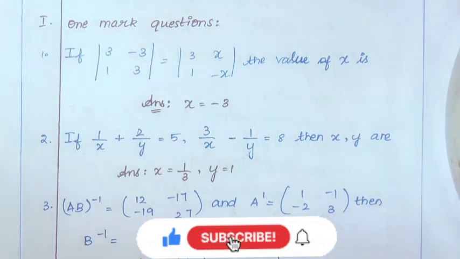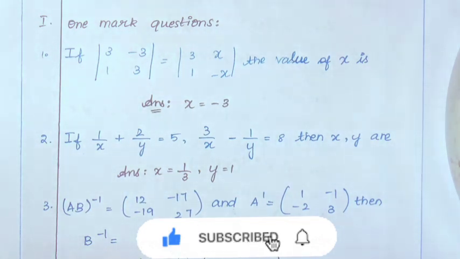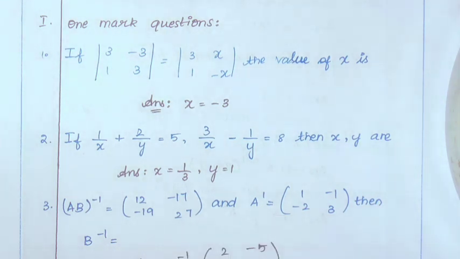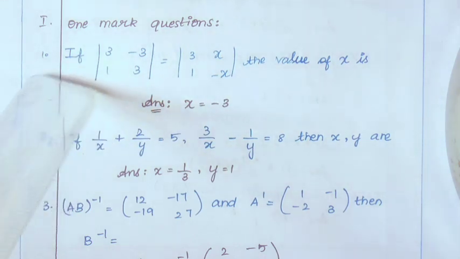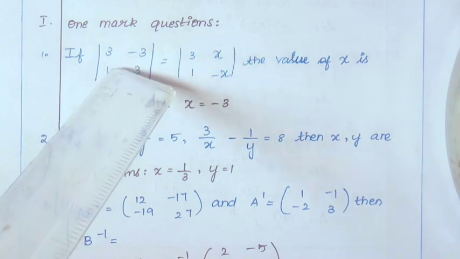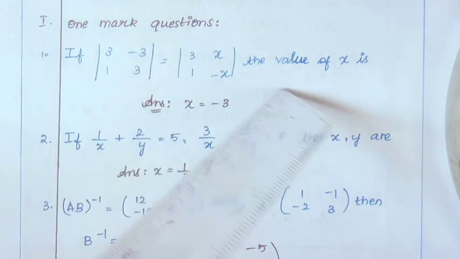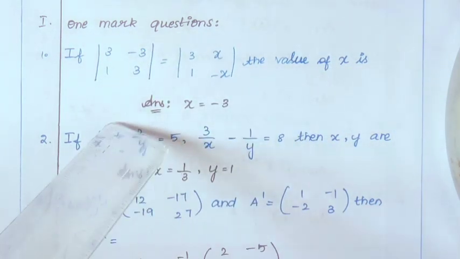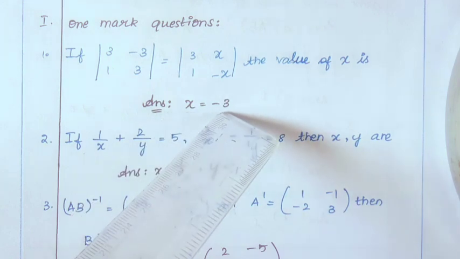In this video, we are going to see answers for the assignment for Unit 1 Maths for Class 12. So part 1, 1 mark questions. If |3 1; -3 3| = |3 1; x -x|, the value of x is. And the correct answer is x = -3.